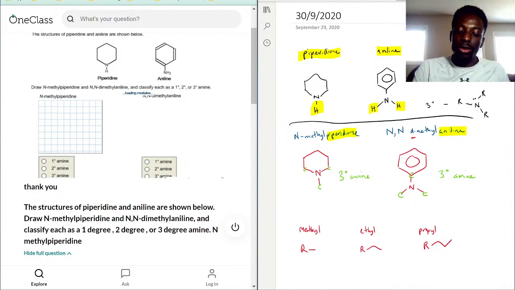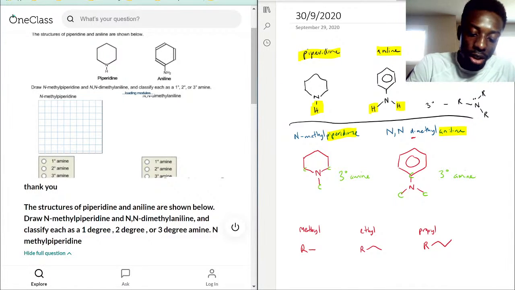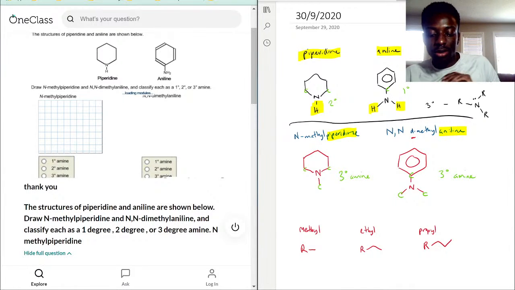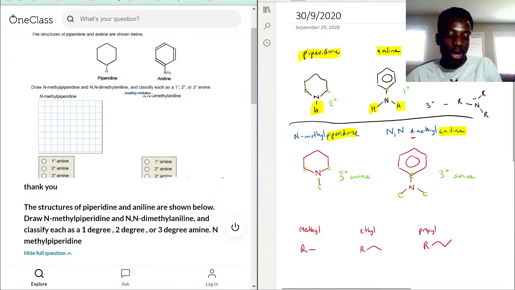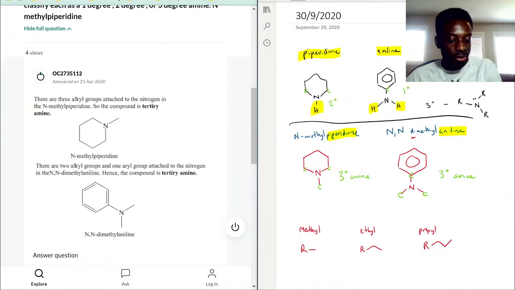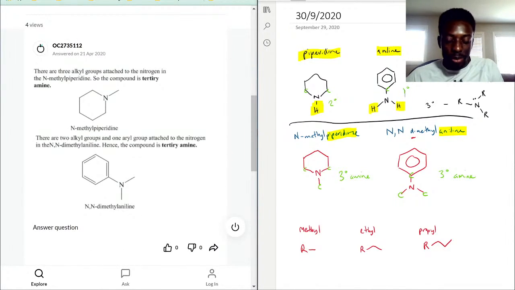But for extra note, if you wanted to go back to the original piperidine and aniline, you notice here, carbon here, hydrogen. So this is actually a secondary amine. And aniline, carbon here, but 2 hydrogens. This is a primary amine. Okay, so that's what we have there. So let's see now what we get for the answer.